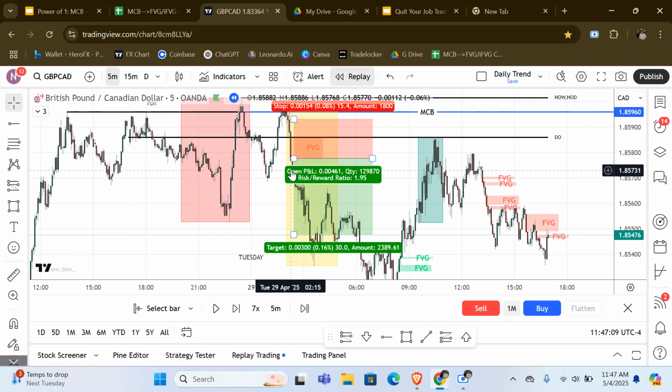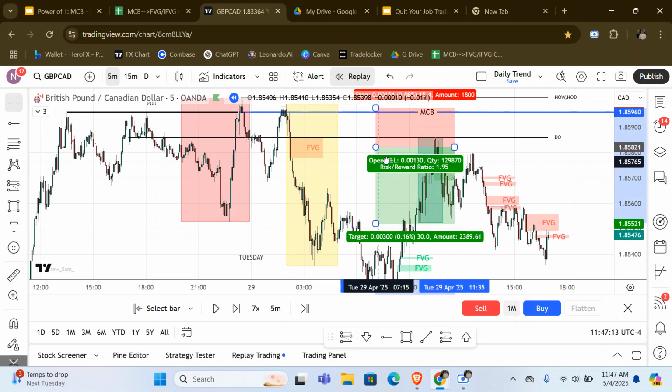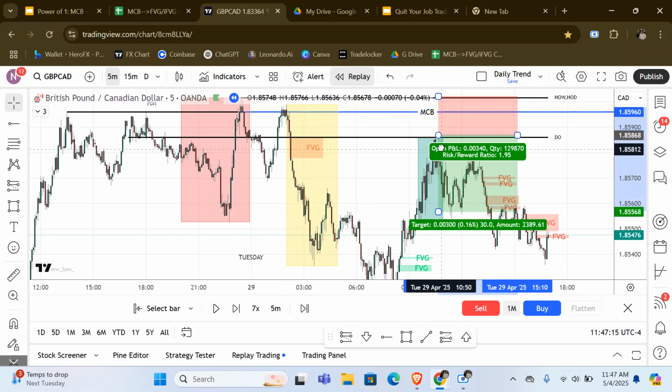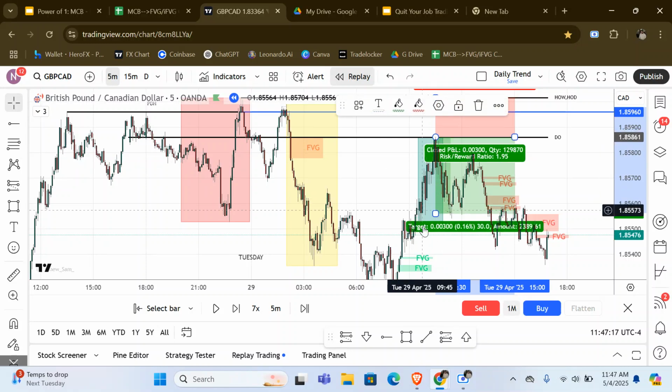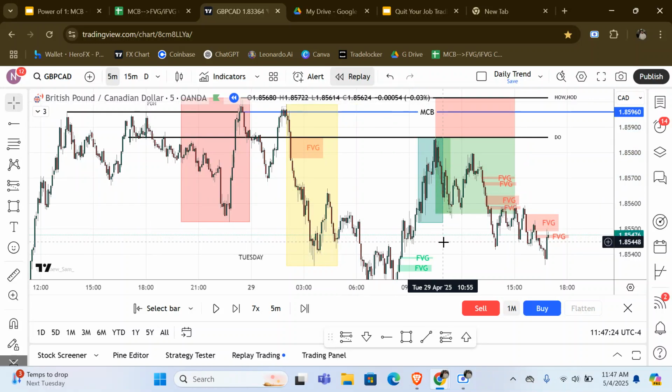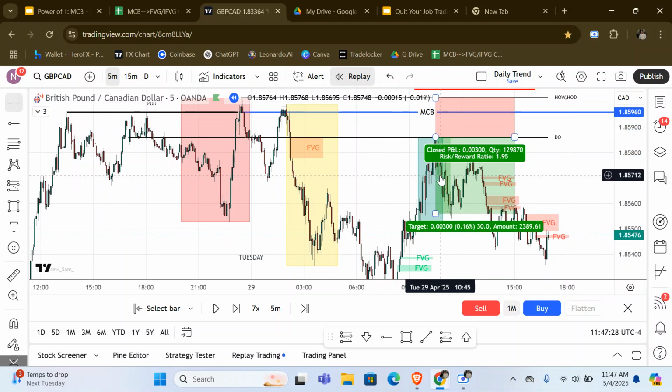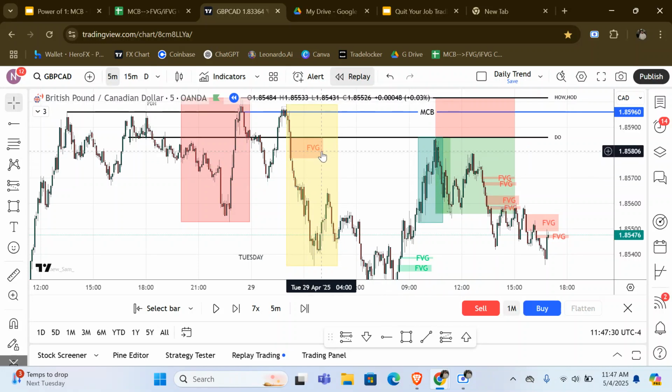Either right here, best entry could have been right here at 2:20 a.m. during London, or you had another opportunity right here between 10:25 to about, I'd say, right at 10:45, in the tail end of the 10 o'clock hour right here, based on this fair value gap right here. London fair value gaps are good.